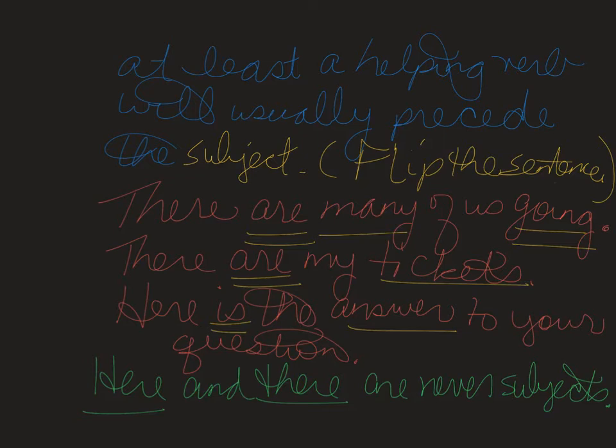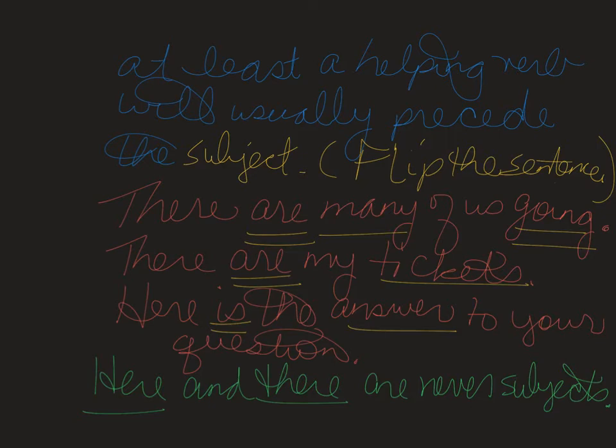Notice you have helping verb, subject, main verb with the word there at the beginning. Another there, this one is an adverb. There are my tickets. You may flip it again. My tickets are there. And here we see that tickets is our subject and are is our being verb. Last sentence like this. Here is the answer to your question.